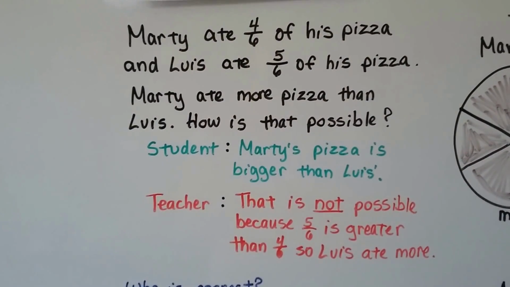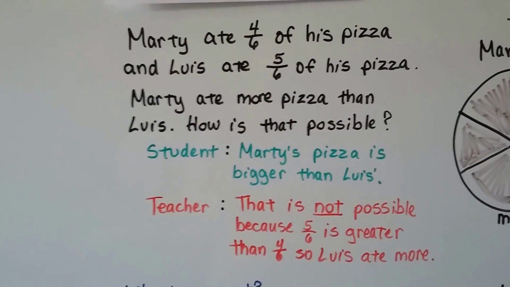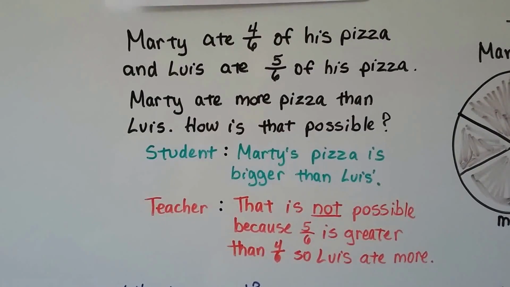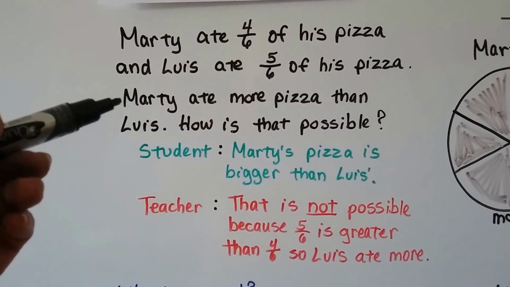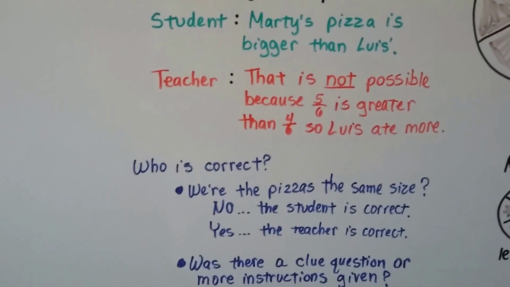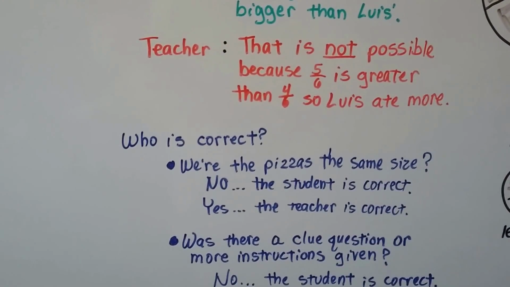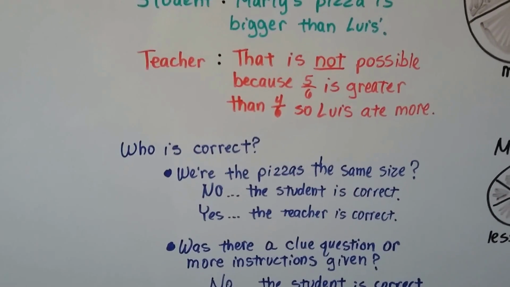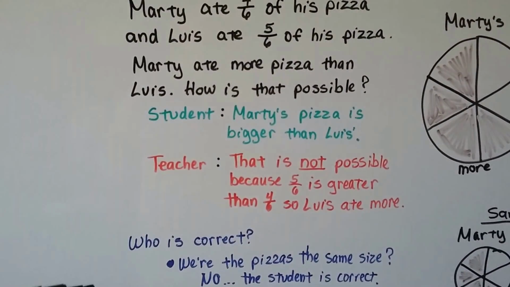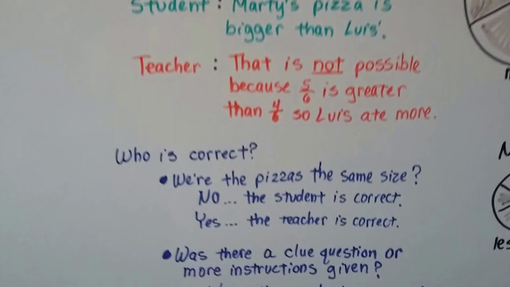And the student wrote, Marty's pizza is bigger than Lewis's. And the teacher wrote, that's not possible because 5/6 is greater than 4/6, so Lewis ate more. But it told us Marty ate more. Oh, this is confusing. So who's correct? Were the pizzas the same size? It didn't tell us. It just said that Marty ate 4/6 of his and Lewis ate 5/6 of his. It didn't tell us how big they were.